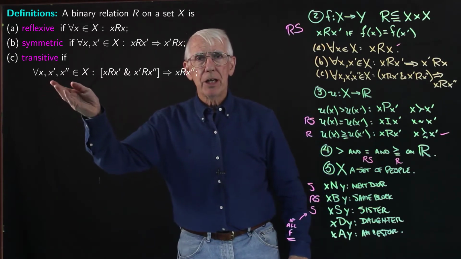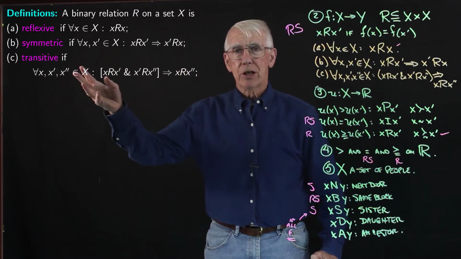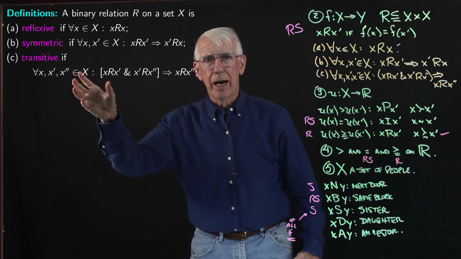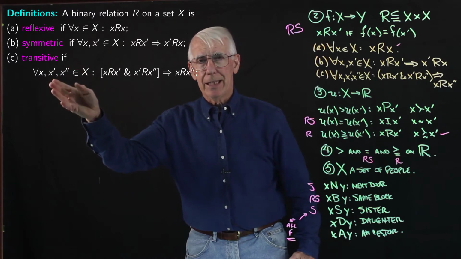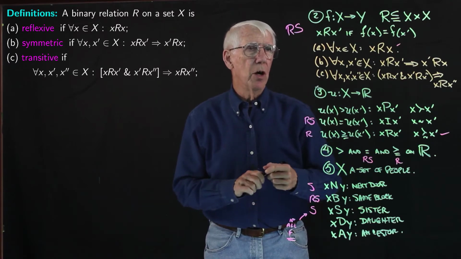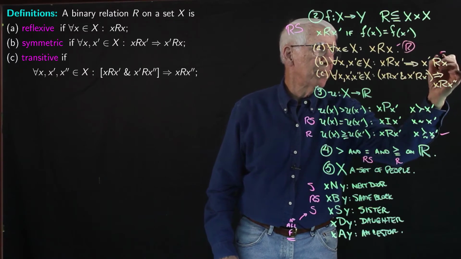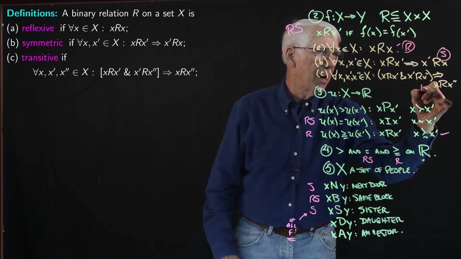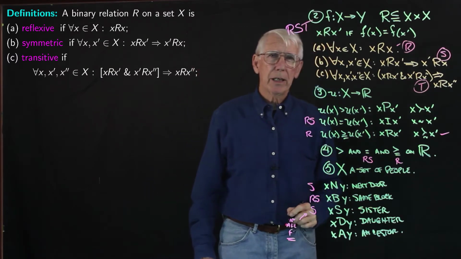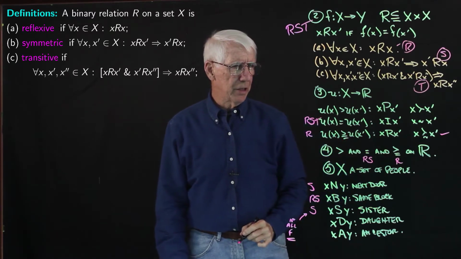Our next property is transitivity, transitive property. If we have X related to X prime and X prime related to X double prime, transitivity says that X has to be related to X double prime, exactly the property we have here. So maybe we should add here that this is the property of reflexivity, this is the property of symmetry, and this is the property of transitivity. So this relation is reflexive, symmetric, and transitive. This is the same thing, so this is reflexive, symmetric, and transitive.